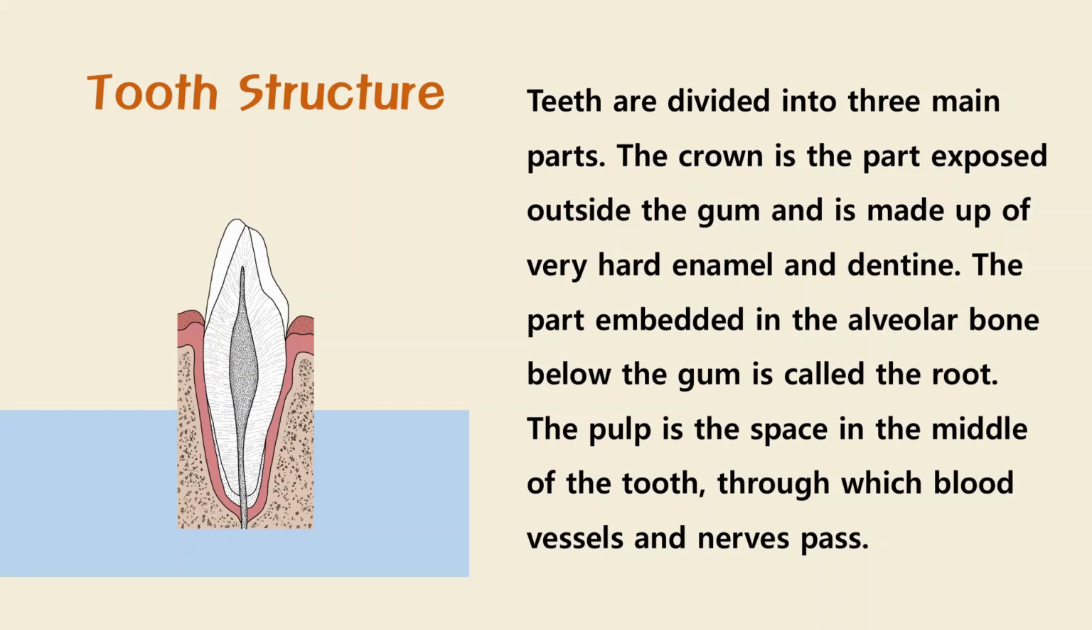Tooth structure. Teeth are divided into three main parts. The crown is the part exposed outside the gum and is made up of very hard enamel and dentine. The part embedded in the alveolar bone below the gum is called the root. The pulp is the space in the middle of the tooth through which blood vessels and nerves pass.